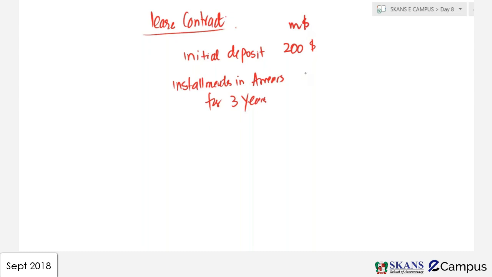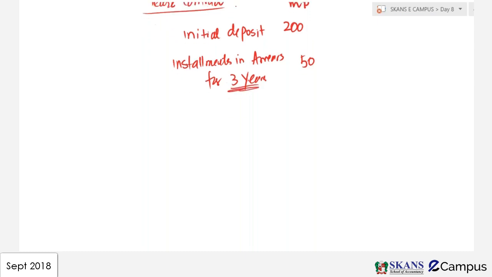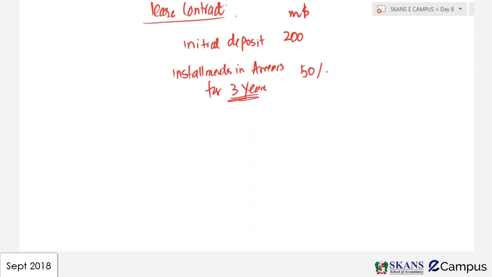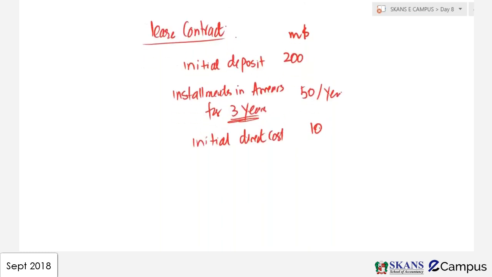Okay, the installments are in arrears, and the installment is $50 million per year. Every year, and you need to pay 3 installments. Installment 50 per year. So initial direct cost is also there. It was $10, and that's it, guys. So this is all about the lease contract. Now the interest rate is given. It is 10%, the interest rate implicit in the lease. If not given, we'll use the incremental borrowing rate. So it is given as 10%.